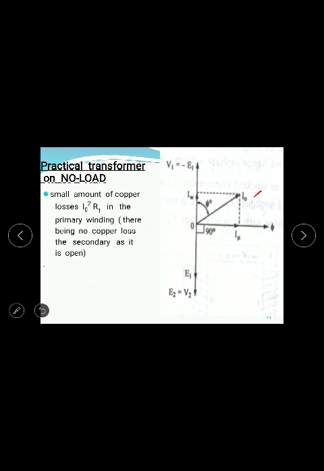Only the copper losses are present at the primary side. At the secondary side, the load is open, there is no current in the secondary winding, so no copper losses at the secondary side. Why is it open circuited at the secondary side?